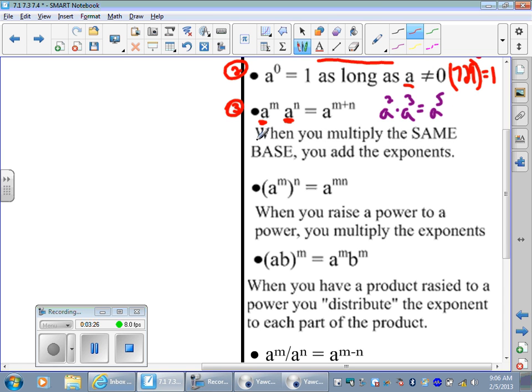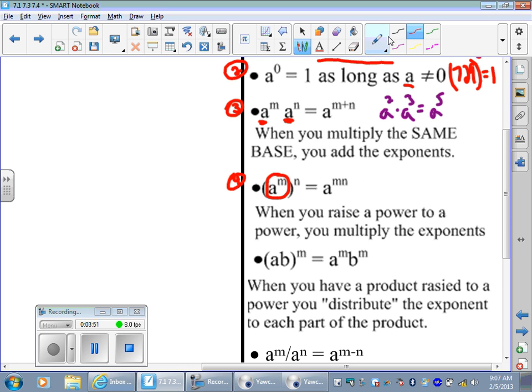Now, fourth property. When you raise a power, so this right here is a power. We have this thing as a power. It's a to the m. Kind of went over the m there. Let me clean that up a little bit. But it's a to the m. And what are we doing with a to the m? Well, we're raising it to the power of n. So what do you do with the exponents then?